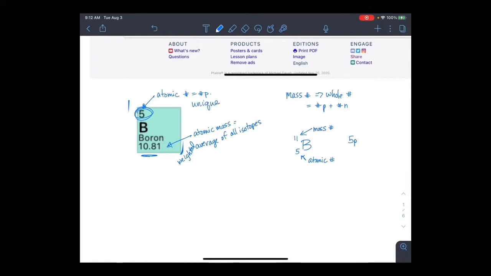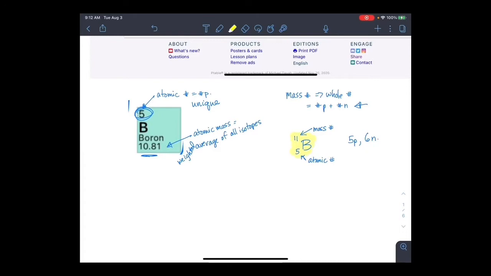And since his mass number is 11, and that is the protons plus the neutrons, he must have 6 neutrons. 6 plus 5 is 11. So if I see a symbol in this format, I can tell how many protons and neutrons there are.